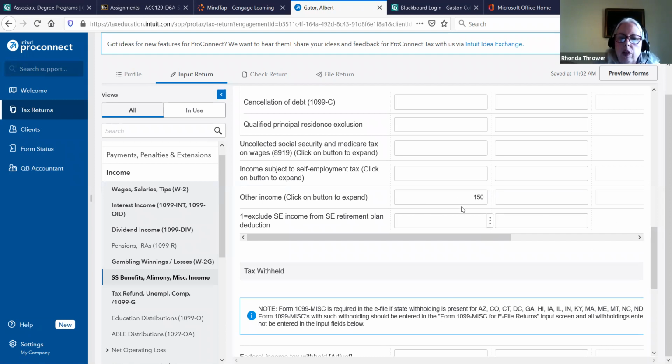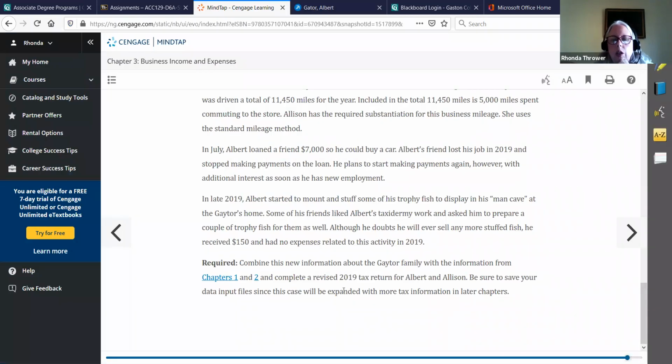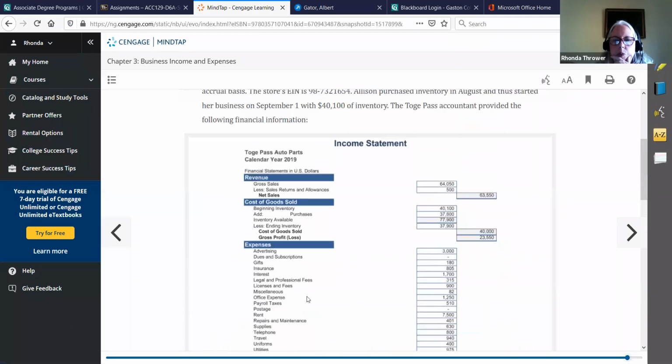So you've got to put that down, and that goes in separately as other income because it wasn't a part of the business Toad Pass. It didn't have anything to do with that. It was just hobby income. And so hobby income goes under miscellaneous income. And so we've gone through all the additional information. We've gone through all the information from the income statement. There's really nothing else for us to enter.